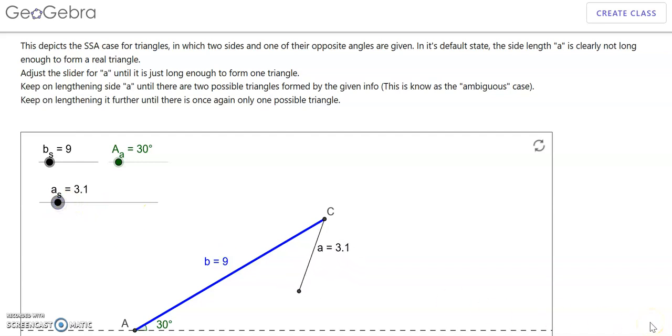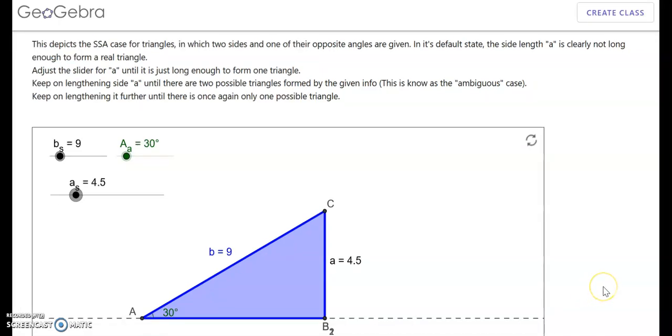Now let's take a look at what happens as we make this side length longer. We can continue to extend it, and you'll see that it's getting longer and longer. We still have not produced a triangle yet. And eventually our side length becomes long enough that we have produced one triangle. And in this case, the triangle that we produced is a right triangle. So the second possibility would be that you have one right triangle produced.